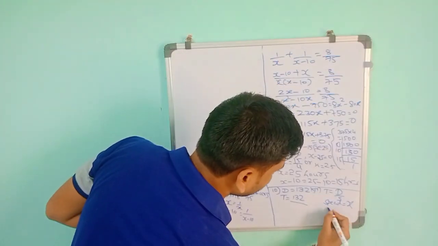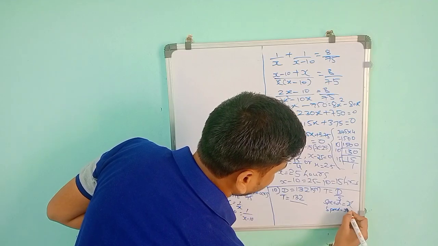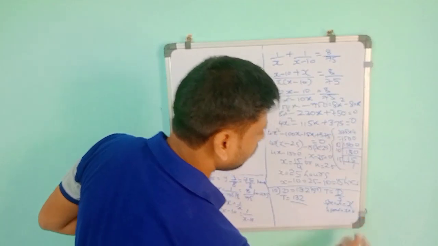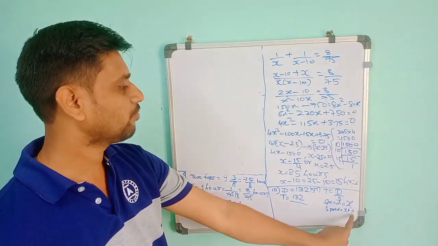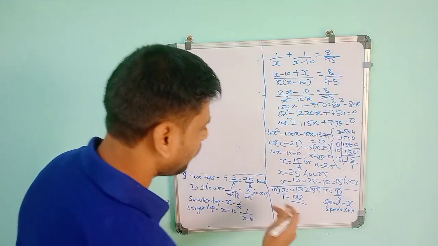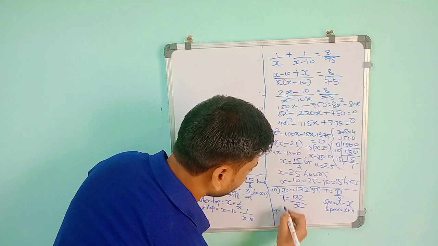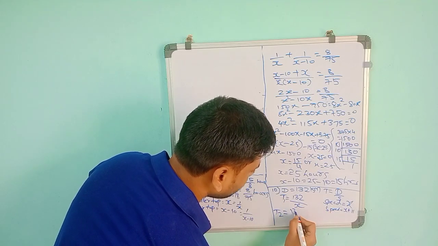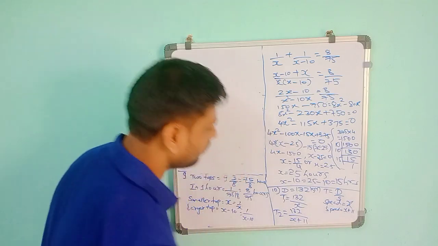So the speed of the express train is x plus 11. The speed of the passenger train is x km per hour and the speed of the express train is x plus 11 km per hour. So time will become distance by speed. This is T1 and this is T2. T2 means express train, so 132 divided by the speed x plus 11 km per hour.